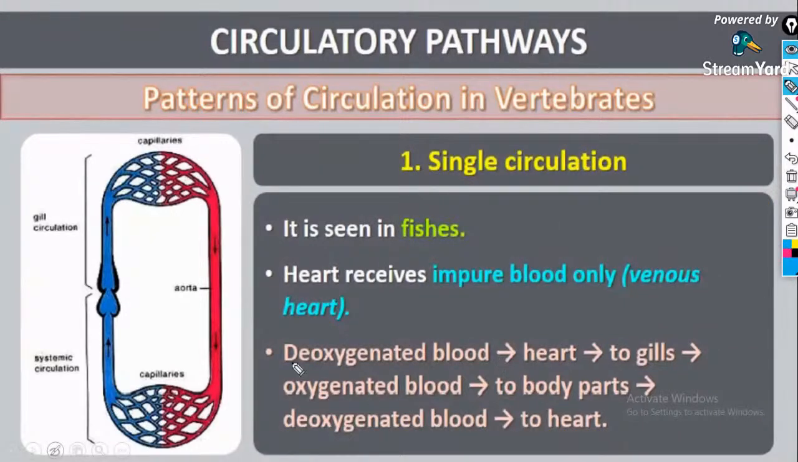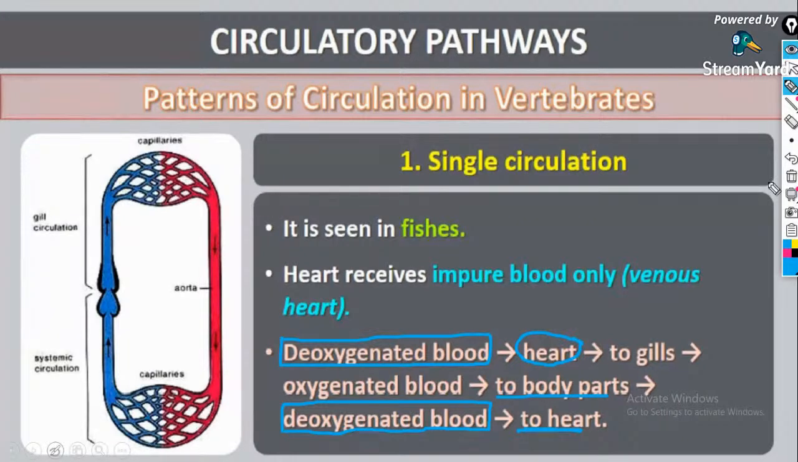The deoxygenated blood from all parts of the body comes into the heart. From all the body parts, the waste materials, that is the deoxygenated blood, again come to the heart. Only deoxygenated blood comes into the heart. The oxygenated blood will be supplied definitely to all the body parts, but no oxygenated blood enters the heart.